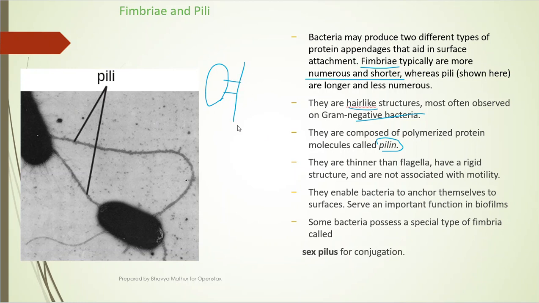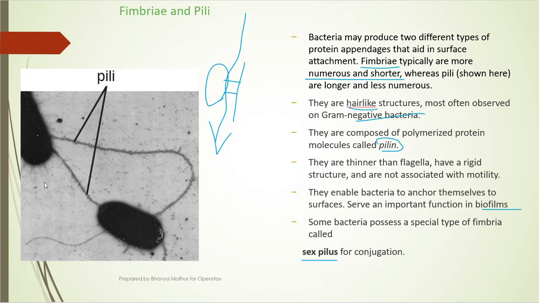Being able to keep from being washed out, say in the GI system or anywhere else, is a big advantage. It's a virulence factor that makes them more difficult. And then you have the pili. The anchoring also helps with biofilms. We'll talk about that in a little bit.